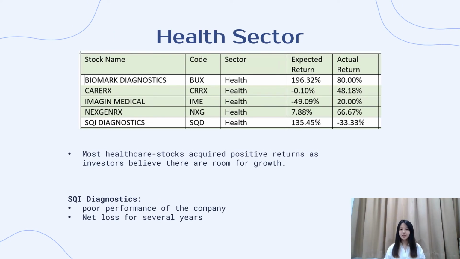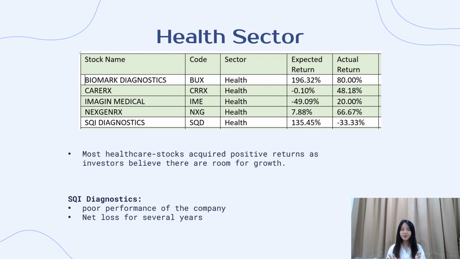For the health sector, 3 out of 5 stocks had exceeded their expected returns. Biomax Diagnostic had a lower return than expected, while SQI Diagnostic had a negative return of 33.33%. The reason for SQI Diagnostic to have a negative return was because the company has been experiencing net loss for several years, which resulted in investor disbelief towards the company.